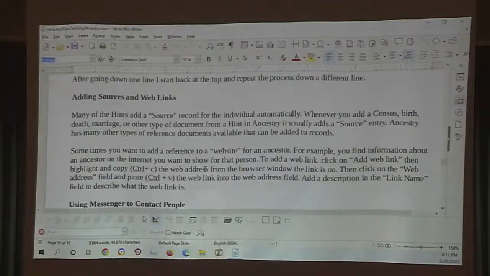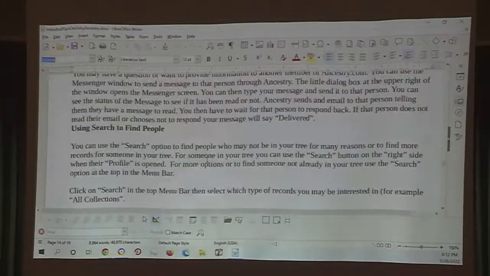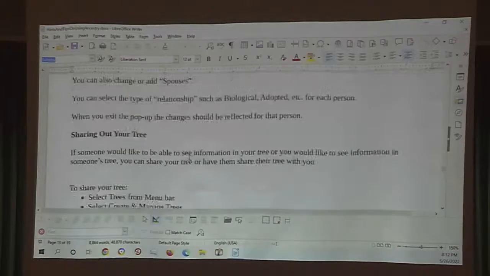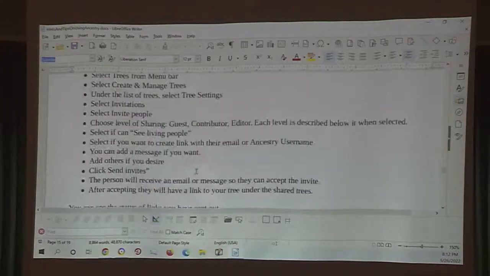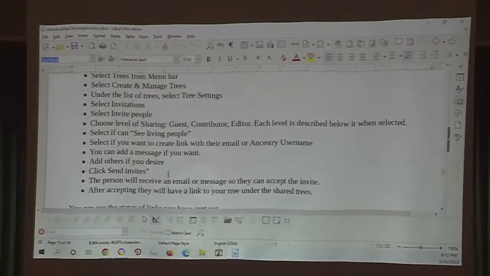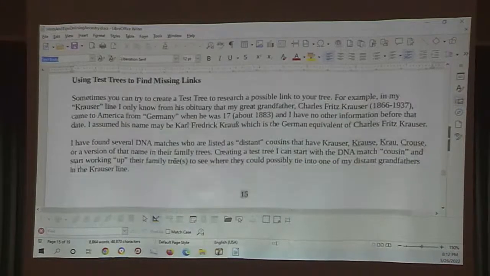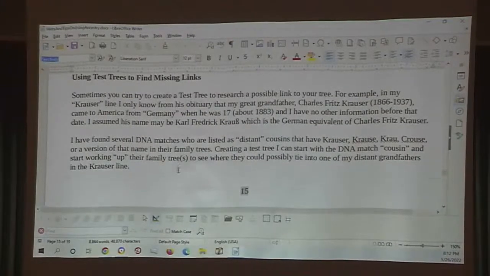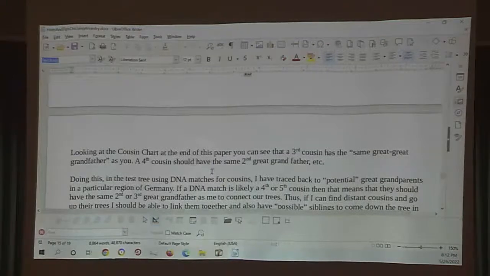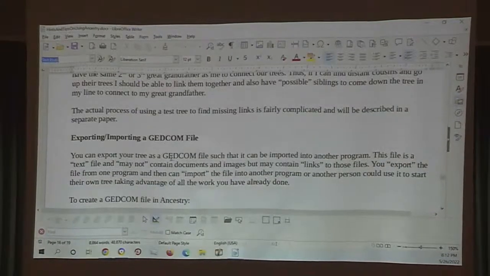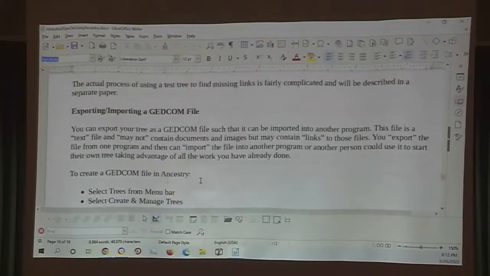It's a lot of material to try to cover in 2 hours. Relationships, sharing your tree. This tells you how to share your tree if you need to know how to share it. Okay. Using test tree to find missing links, which is trying to connect past my great grandfather. I'm actually writing a whole other paper on that. Exporting your file if you want to send it out to somebody else.